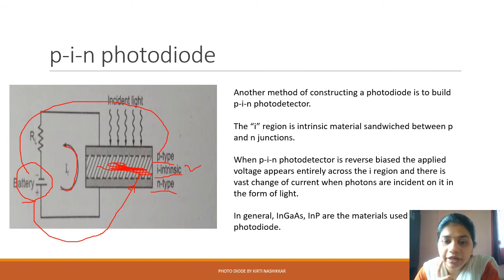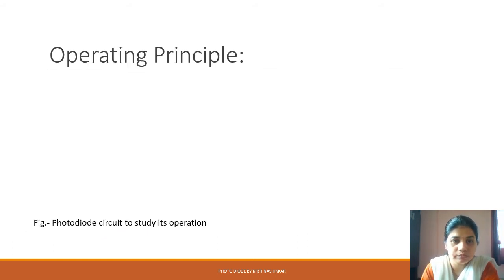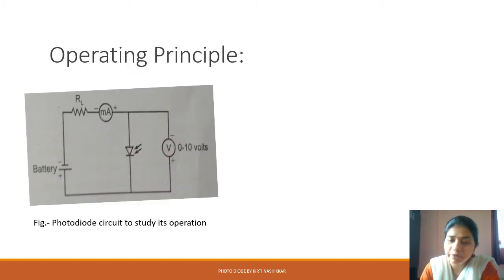So in general, indium gallium arsenide and indium phosphide are the materials used to construct the photodiode. Now the operating principle we have discussed earlier. Now this circuit we are using for drawing the VI characteristics.